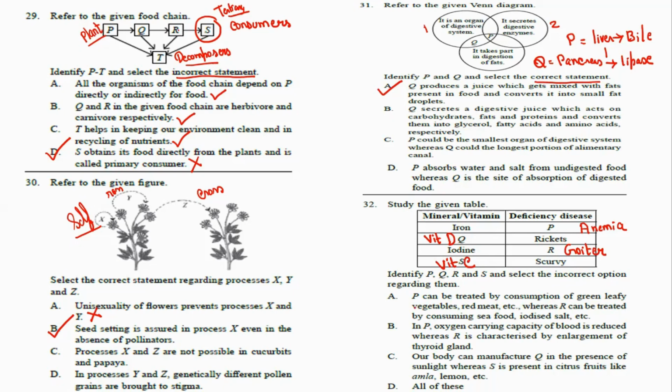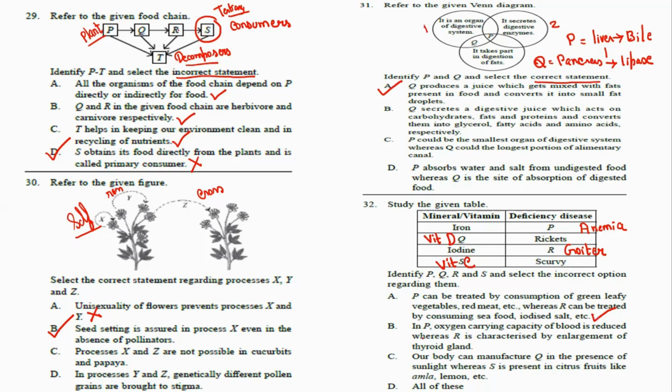The first statement says P can be treated by consumption of green leafy vegetables, red meat, etc. P is anemia, and yes, definitely it will increase the number of RBCs, red blood cells, in our body. Whereas R can be treated by consuming seafood and iodized salt. Yes, from seafood and iodized salt we will get iodine, and goiter will be cured by the uptake of iodine. So this is the correct statement.